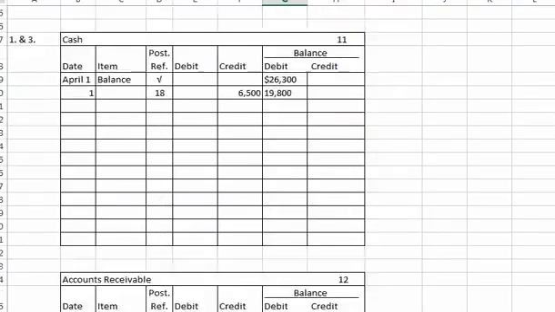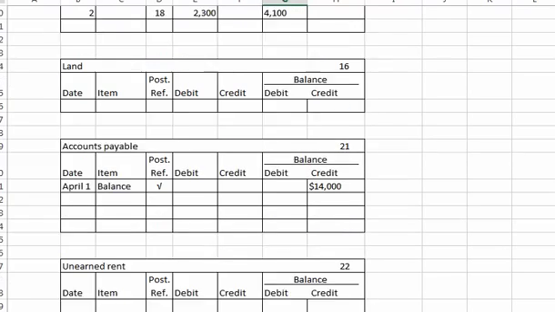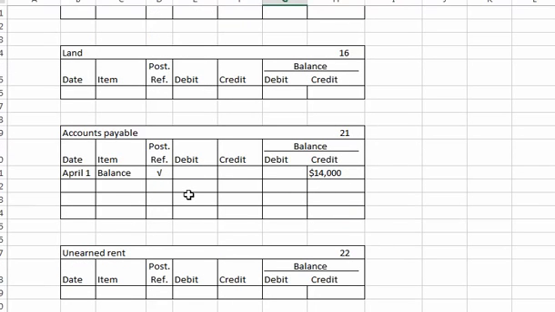So we'll find our accounts payable account. Entry on the 2nd. Leave the item column blank. Put in 18 for the journal page number. It's a credit to accounts payable on the 2nd for $2,300. Right now we have a credit balance and a credit entry. We're going to add those two together. Makes our new credit balance $16,300.